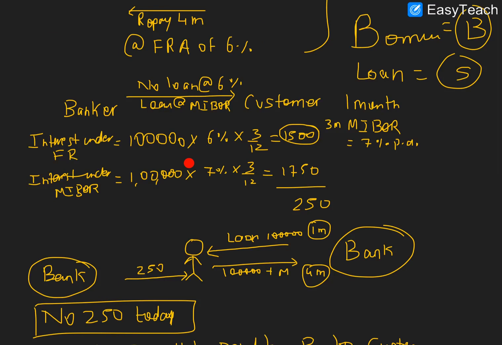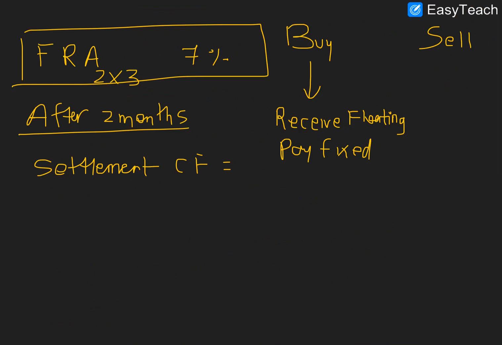Like in this case, we can observe that the customer was paying 6% and he is also going to receive 7% from the banker, and that just got netted off. And that goes with this also. Whenever it's a buying, understand it simply means receive floating and pay fixed.